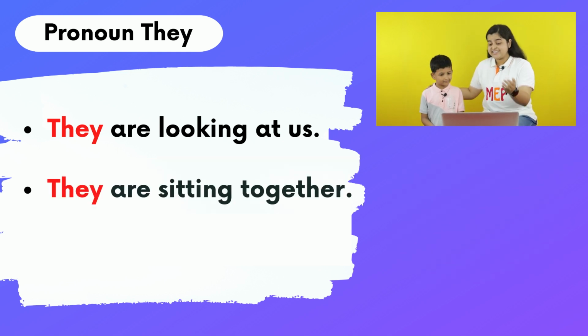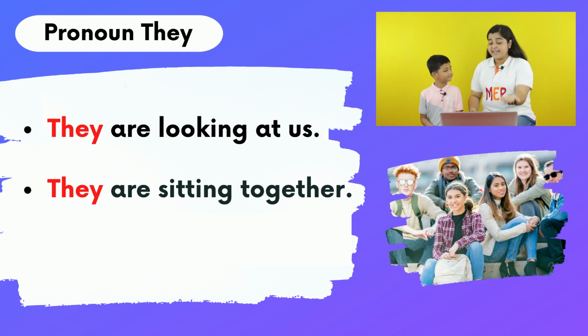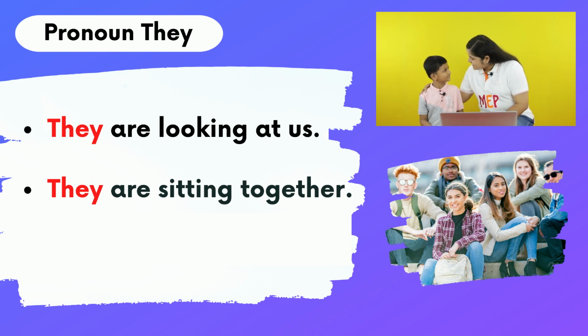So, Rudy, read the second example. They are sitting together. Correct. So again in this sentence, they is the subject pronoun, which means it is performing the action in the sentence. Now tell me, they is used for first person, second person or third person? Third person. Right. Singular or plural? Plural. Now you understood, Rudy.